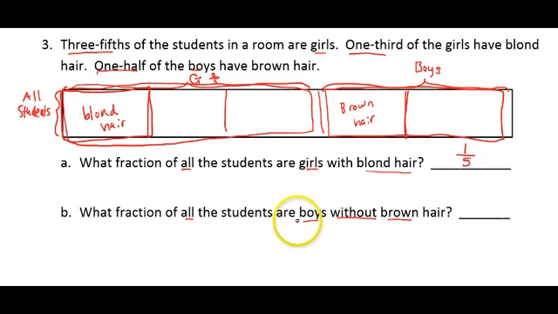What fraction of all the students are boys without brown hair? Well, that represents the last piece of the tape. This section would be boys without brown hair. It is also one piece out of the 5 that make up the whole. 1/5 of all the students are boys without brown hair.